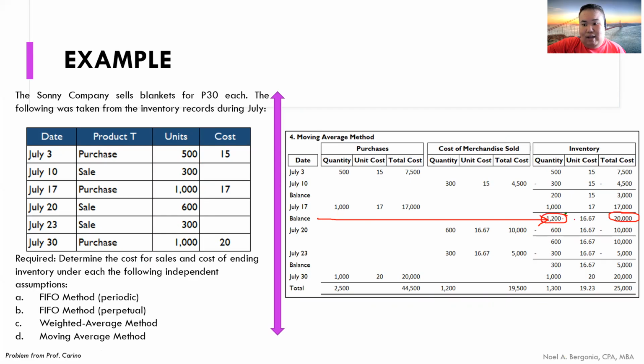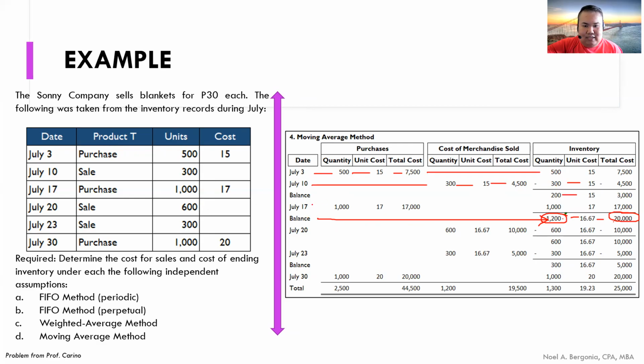Okay, so ang ginawa natin, we divide that. So 20,000 divided by 1,200, that's actually 16.67 unit cost per unit as of July 17, kasi nagmo-move nga po. Kanina 15 on July 3, pag sinimulan ko sa July 3, so it would be 15 pesos pa rin. Okay? Then July 10, nagbenta tayo at 15 pesos pa rin per unit. So walang nagbago. 15 pa rin po as of that July 10.